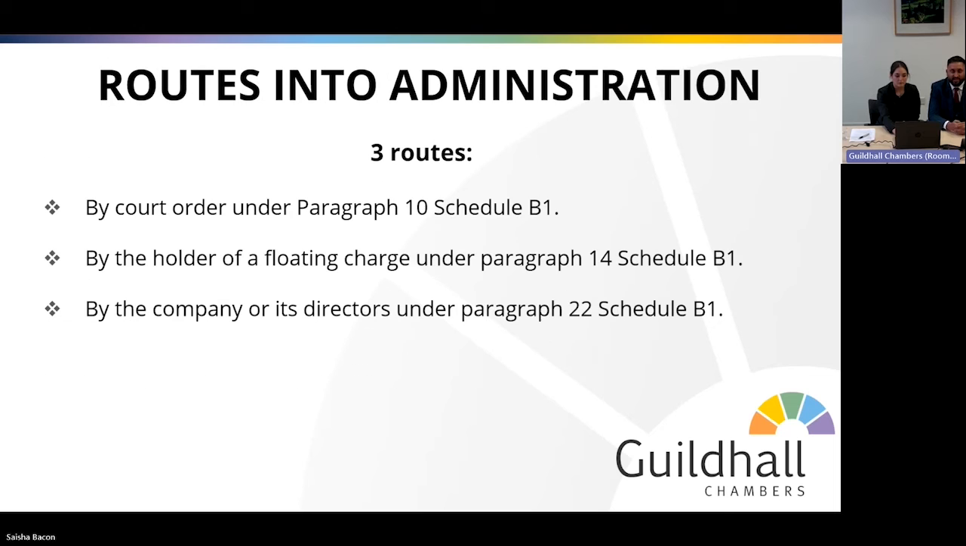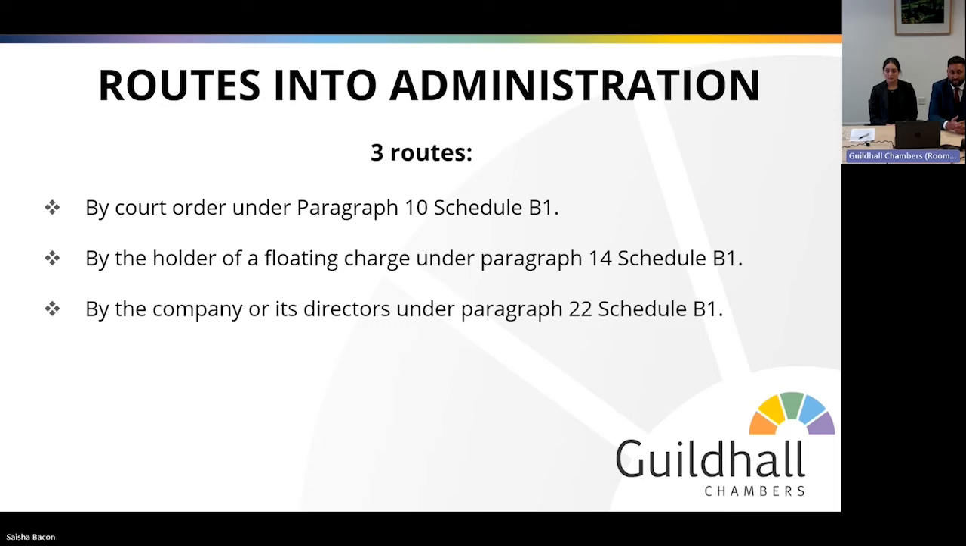And what we can now look at are the routes into administration. And there are principally three routes. You've got the formal court order route. So this is the in-court process under paragraph 10 of Schedule B1. What that entails is the making of a formal application, and the persons that can apply for an administration order are contained in paragraph 12 of Schedule B1.